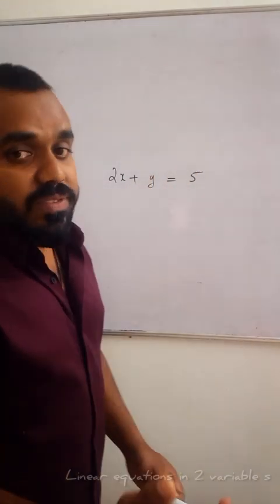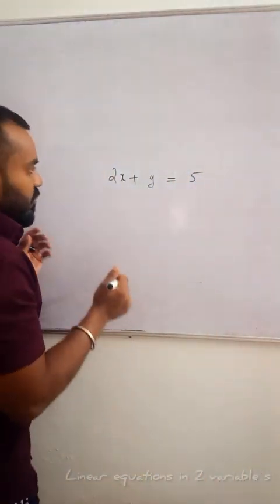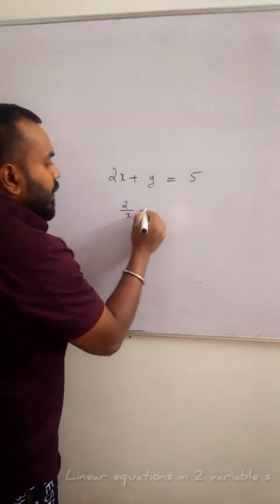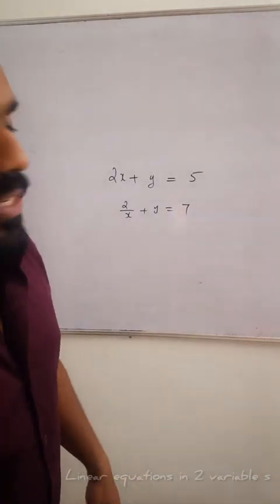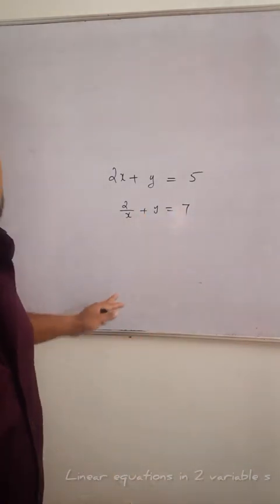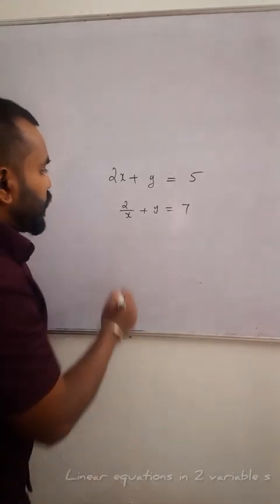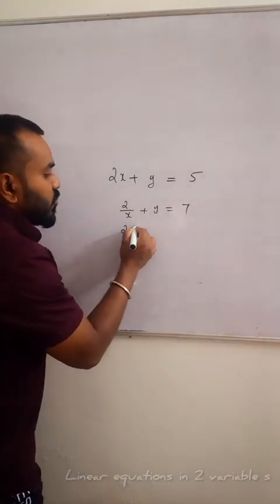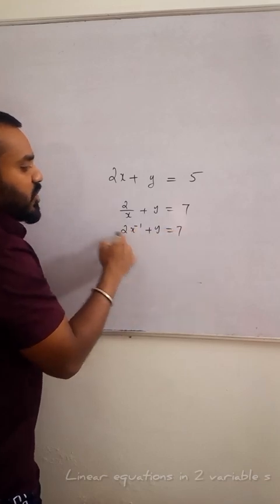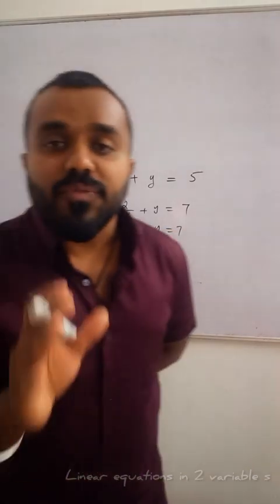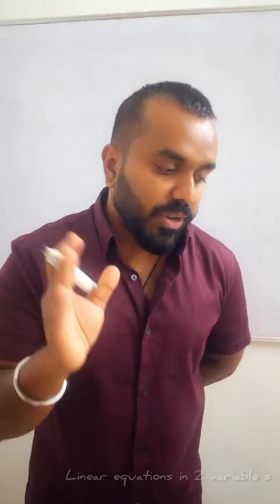Can anyone give me an example for an equation which is not linear? It's very easy to find. 2 by x plus y is equal to 7. Is it an equation? Obviously it's an equation. Is it in two variables? Obviously it is in two variables. But is it linear? No, it is not linear. Why? Because 2 by x can be written as 2x raised to minus 1 plus y is equal to 7. So here the power of x is negative 1. As I mentioned, the power of the variable should be plus 1. Then only it can be treated as a linear equation.